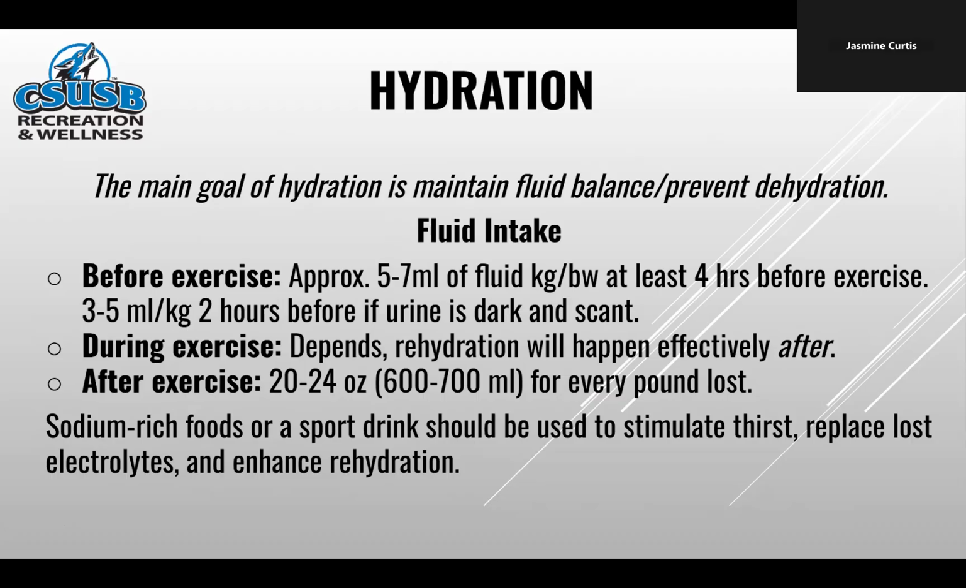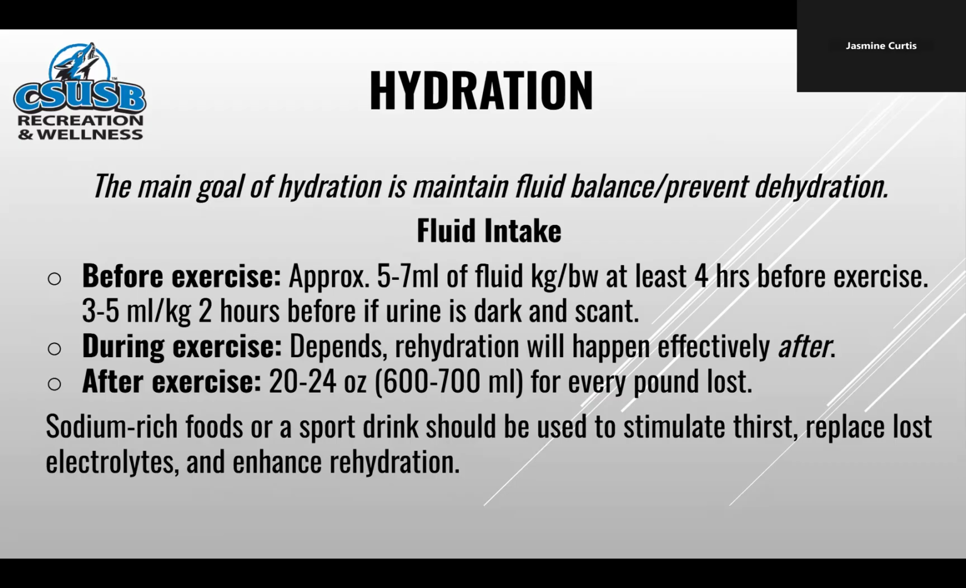How do we know how much to start with? How do we know how much to replenish with? Well, this is a good starting line, a baseline. Before exercise, we want around 5 to 7 milliliters of fluid per kilogram body weight at least 4 hours before exercise, or 3 to 5 milliliters per kilogram body weight 2 hours before. And that's especially if the urine is dark and scant.